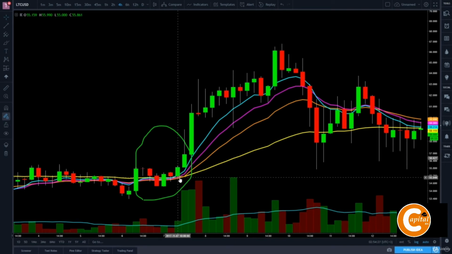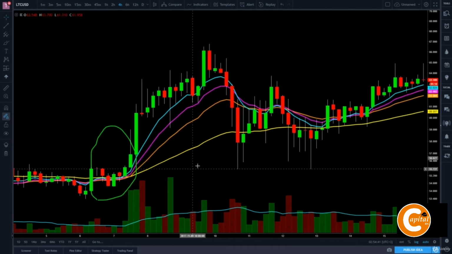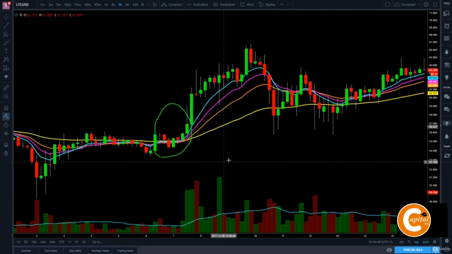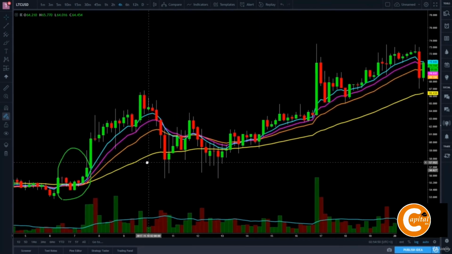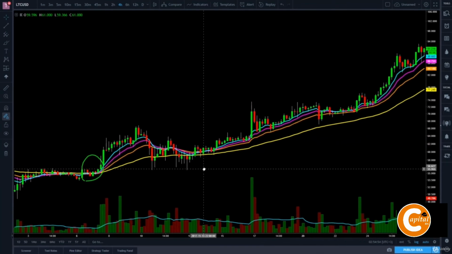The volume starts to increase as well, and now the 8, 13 and 21 moving averages are crossing over to the upside of the 55 moving average, and now it is a good time to enter a buy position. Now we are in a buy position because we see a crossover to the upside of the 55 moving average. We will stick to our rules and we will sell only when the 8, 13 and 21 moving averages are crossing down the 55 moving average.